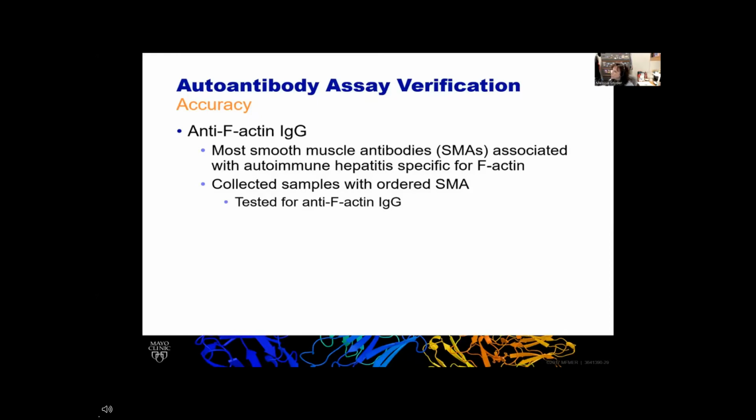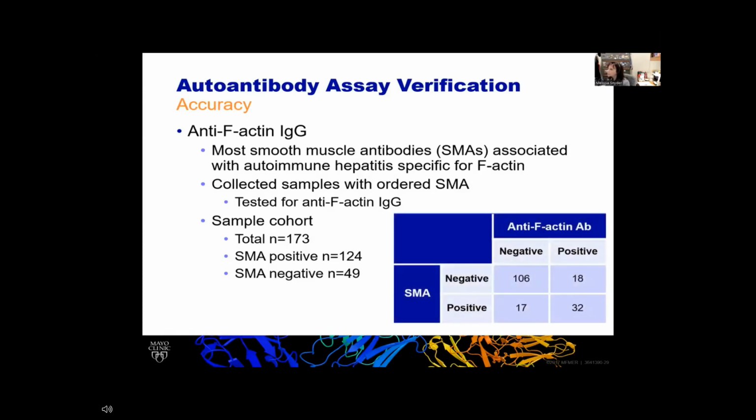We then took all of the samples and tested for the anti-F-actin IgG. Here's again our description of the sample cohort. We had a total of 173 samples. Sorry, I have that backwards. That should have been 124 were negative for smooth muscle, and we had 49 that were positive for smooth muscle.